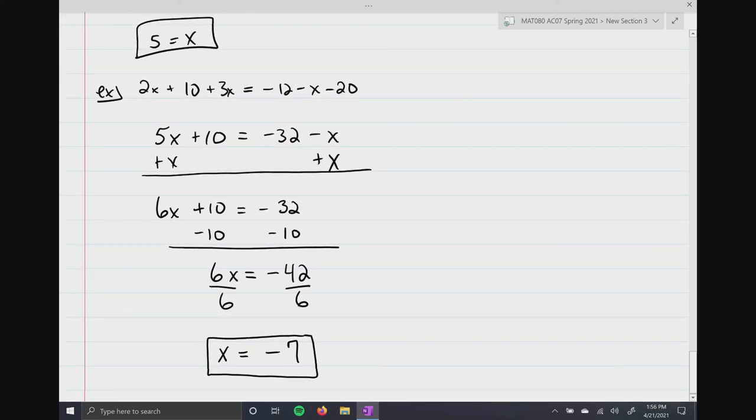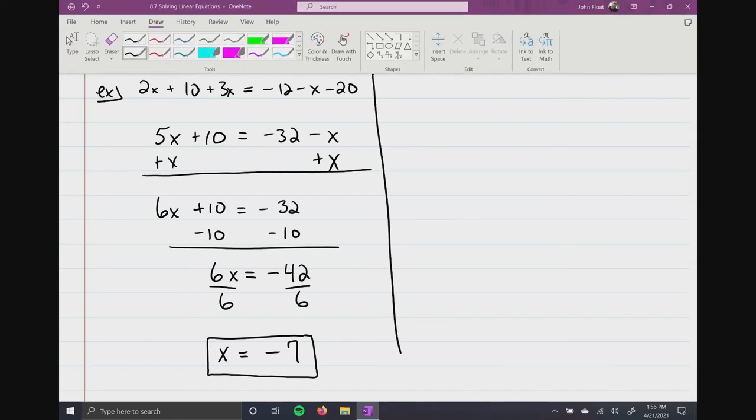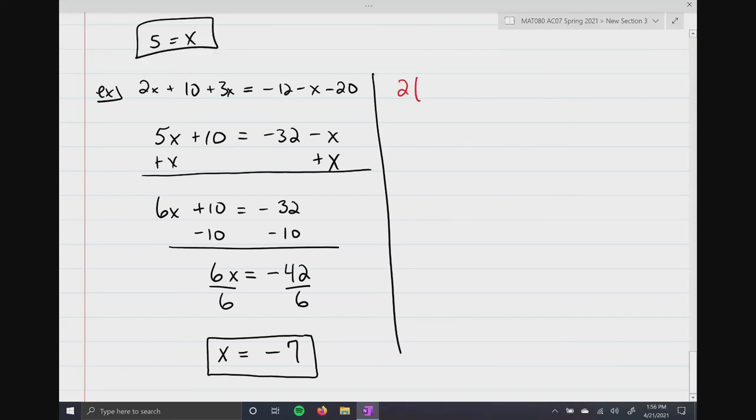Okay, now remember, you can always check yourself. So let me show you. We're going to check our answer here. I'm just going to rewrite the problem. In fact, let me use a different color. Now, I'm choosing to check this answer for a reason. And that's because you got to remember, when you make substitutions, put them in parentheses.